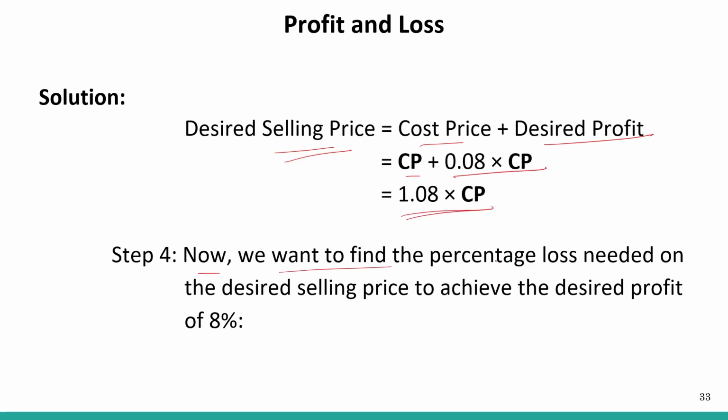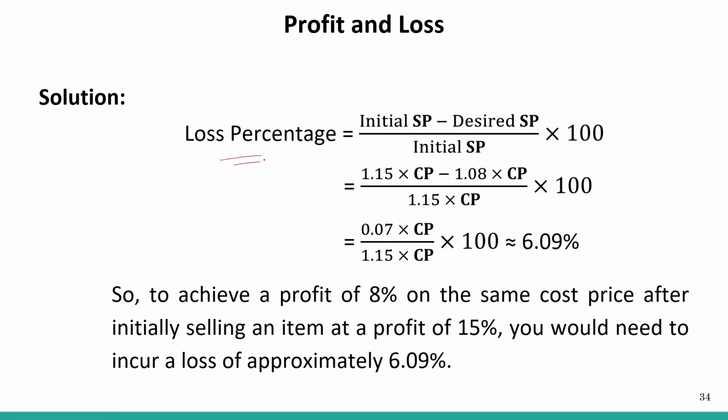So now we want to find the percentage loss needed on the selling price to achieve the desired profit of 8%. Okay, so loss is equal to initial selling price minus desired selling price. So this will be 0.07 CP. So this is divided by the cost price, right? So into 100, so it will be 6.09% approximately.